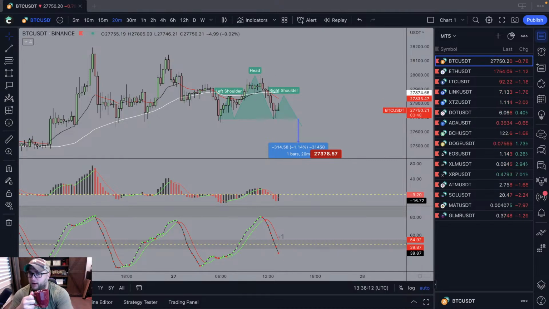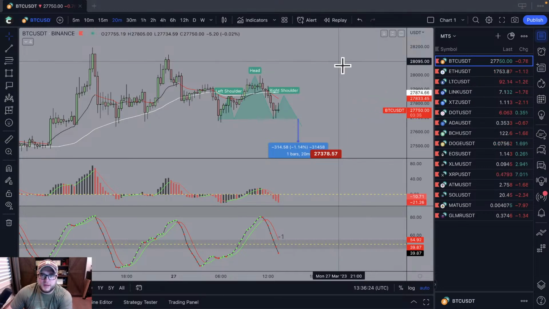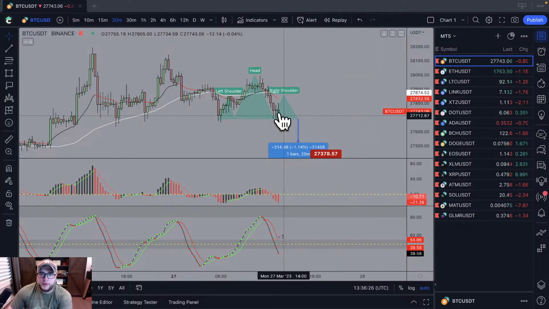Look, we didn't get quite close to that moving average, but it got rejected pretty soon. But anyway, let's go back. All right, so that's what it looks like on Ethereum.